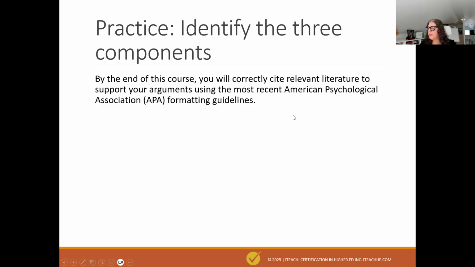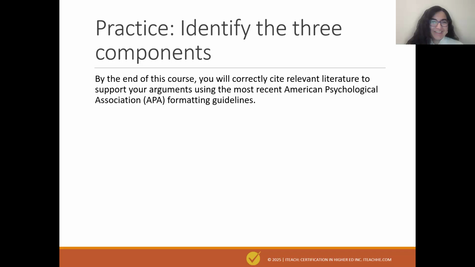Okay, I think we're coming up to maybe one of our last ones. So by the end of this course, you will correctly cite relevant literature to support your arguments using the most recent American Psychological Association formatting guidelines. Sorry, I got ahead of myself there. That's okay. It takes too long to type.